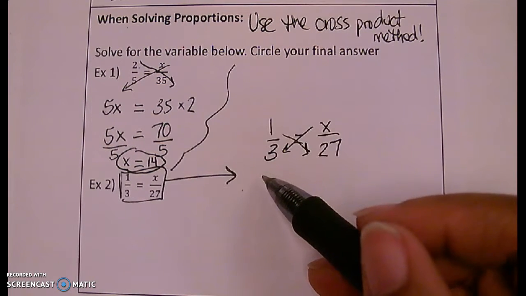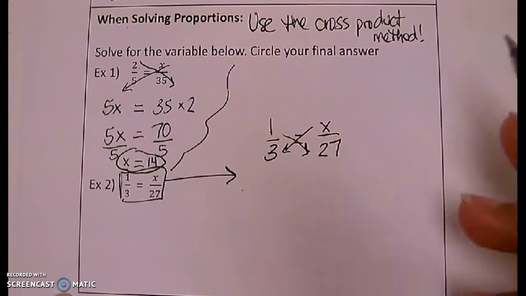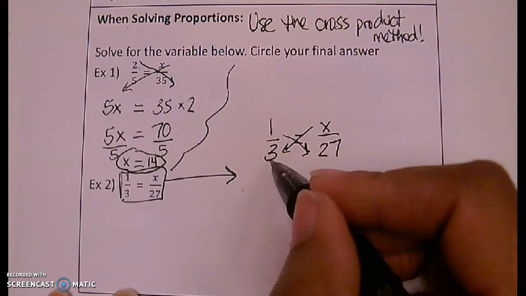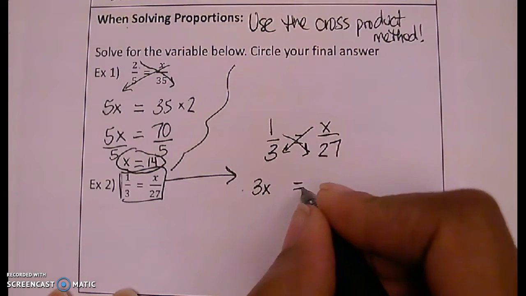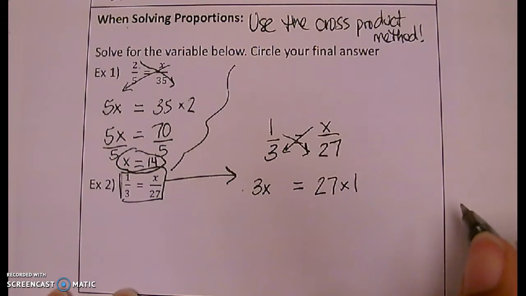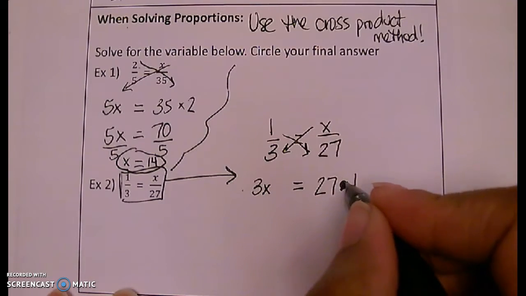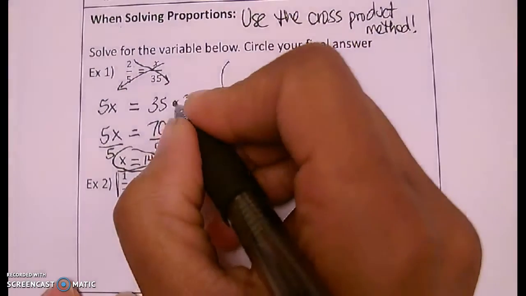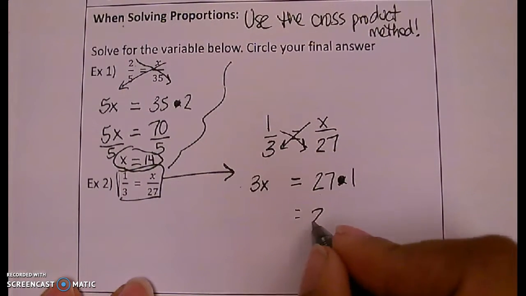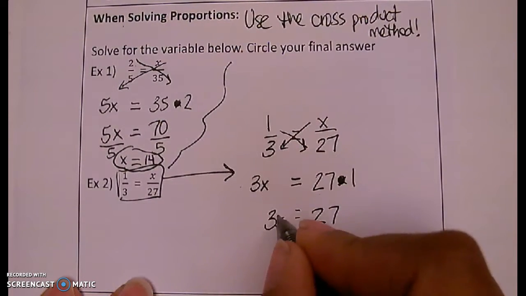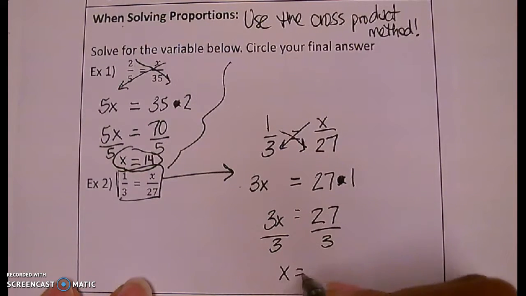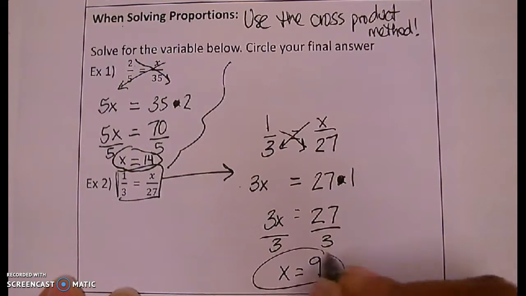Alright, if you're back, we're just going to work it out. I drew the problem over here so I can have a little bit more space. I'm going to set up my problem using the cross product method. I'm going to say 3x equals 27 times 1. I put this dot as my multiplication symbol. I know that 27 times 1 is the same thing as 27, so I'm going to bring that down. I'm going to bring my 3x down. In order to get x alone, I'm going to divide both sides by 3. So my final answer should be x equals 9.